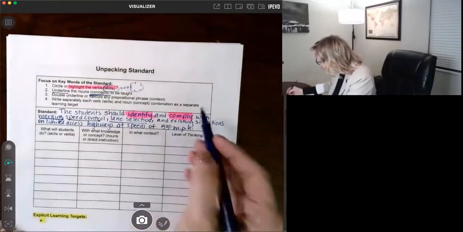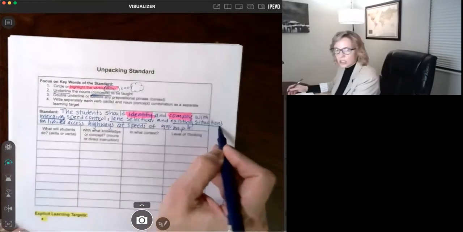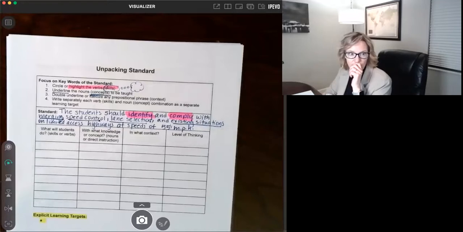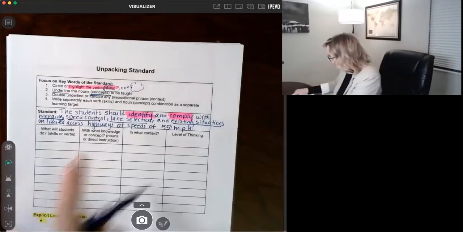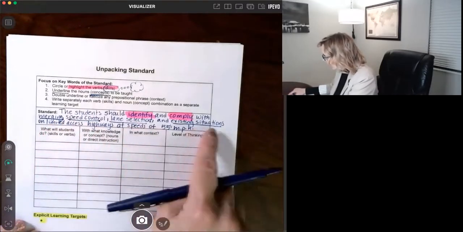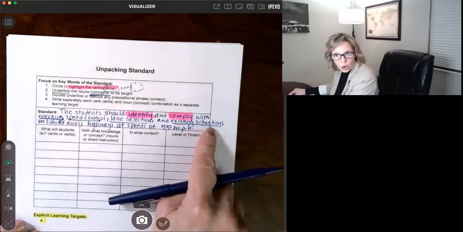And I need to also teach them existing situations. So we're going to talk more about that in just a little bit, but think about, as a driver, your parents probably always told you to be a defensive driver, right? And so you have to think about all of these potential situations and be able to navigate the existing situation. So those are going to be concepts that I'm teaching. I'm teaching merging, speed control, lane selection, and existing situations. Those are specific concepts that I'm teaching.